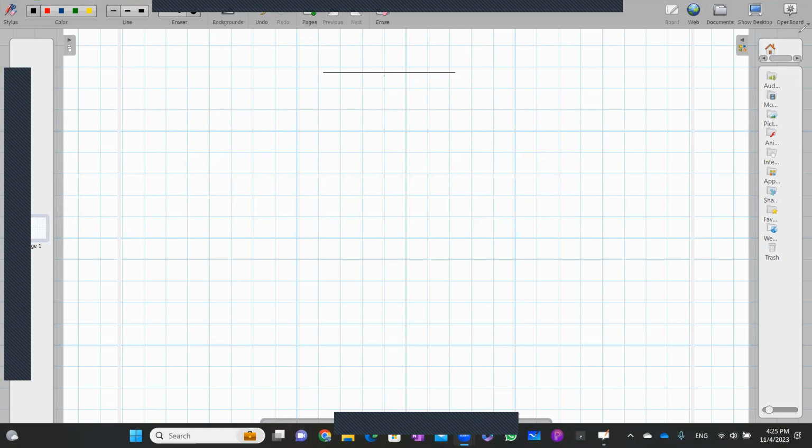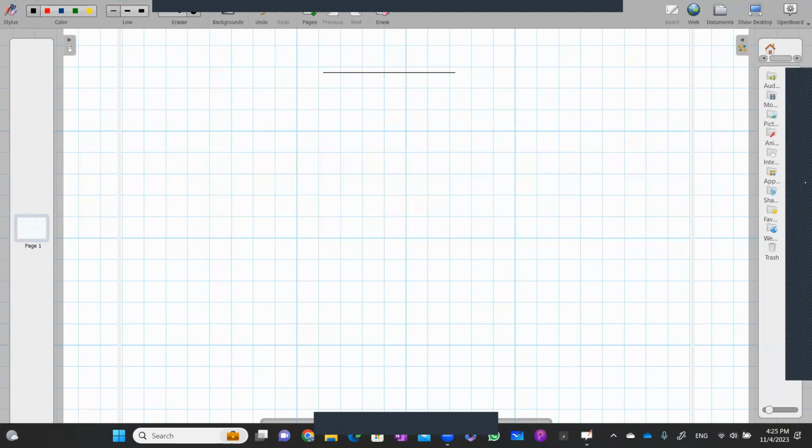Today, 11 2023, we will talk about revising linear equations. We'll talk about some steps to do. At the beginning, I will revise rational and irrational numbers. At the beginning, we have rational numbers and irrational numbers.